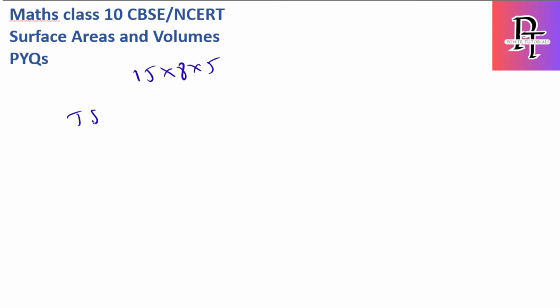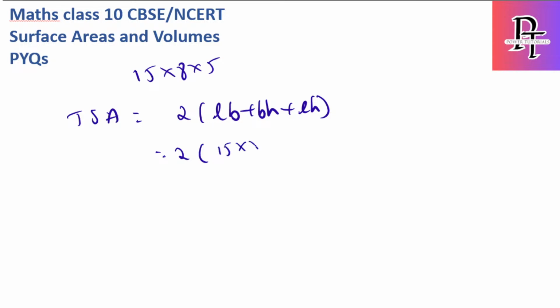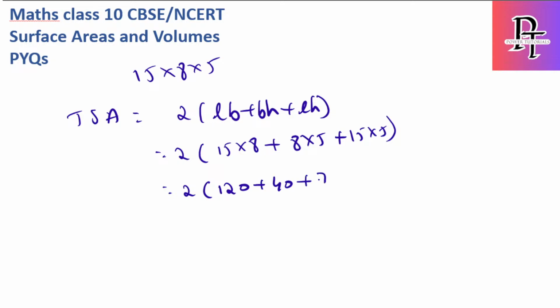They are asking for the TSA. The TSA formula is 2 into (LB + BH + LH). So this becomes 2 into (15 into 8 plus 8 into 5 plus 15 into 5). So it will be 2 into (15 8s are 120, plus 8 5s are 40, plus 15 5s are 75), correct.